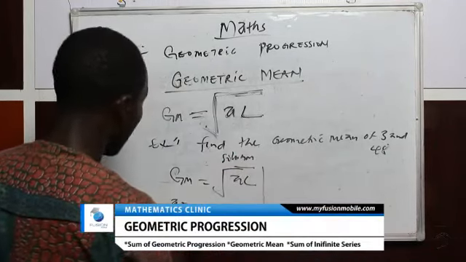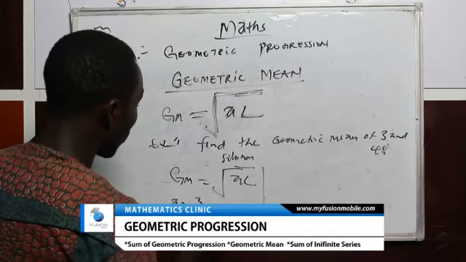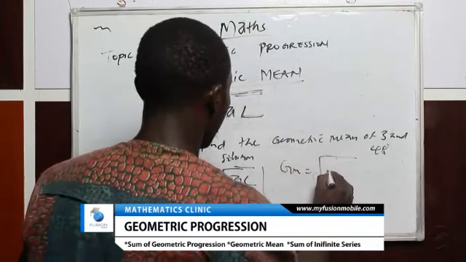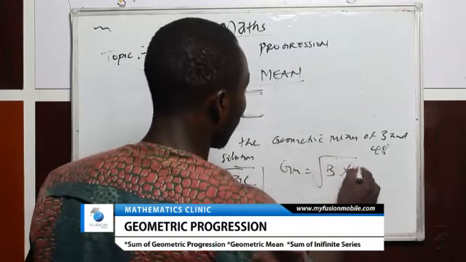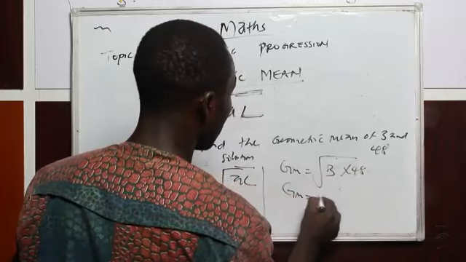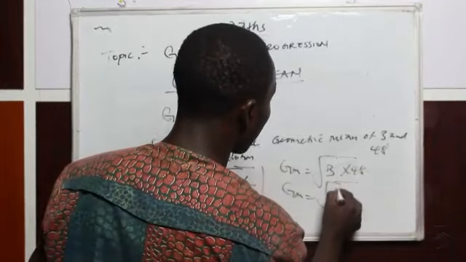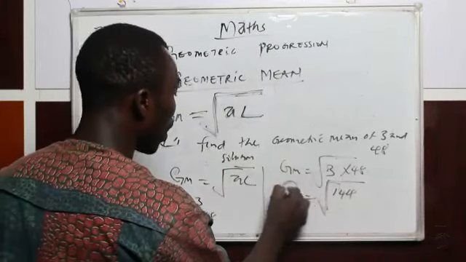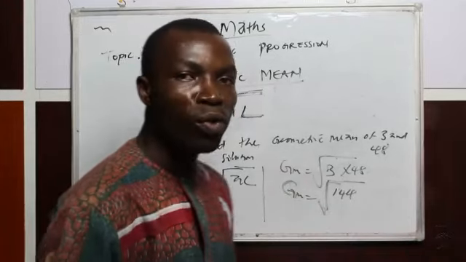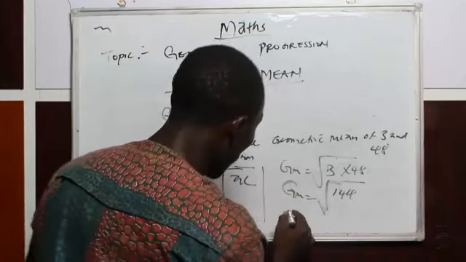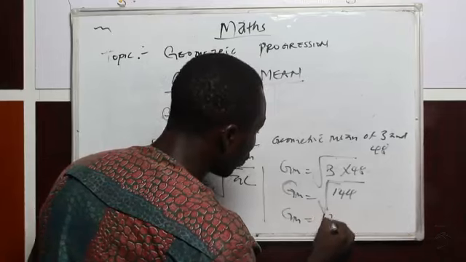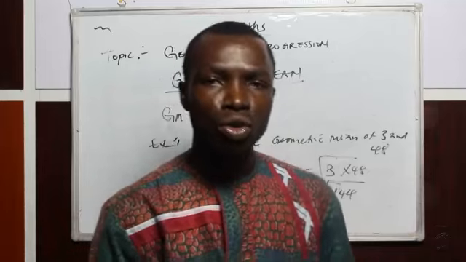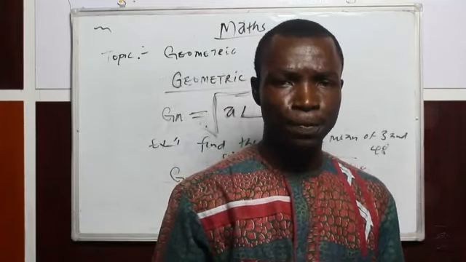Our A is equal to 3. Our last term is equal to 48. We now have GM is equal to root of first term 3 times 48. We have GM is equal to 3 times 48 will give us 144. What is the root of 144? The root of 144 is equal to 12. So our geometric mean in this question is 12. That is the geometric mean.